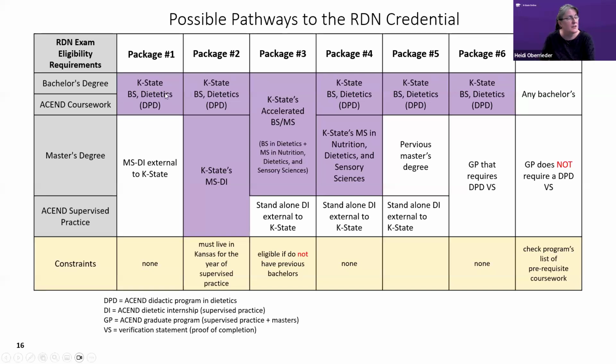So package 1, and you'll notice the things in purple are things you do here at K-State. So here's our BS in dietetics. And for the student coming in who does not have a bachelor's degree, this is one of the ways it can work. So you get your BS in dietetics and you'll see it has your bachelor's degree criteria and your coursework criteria. And then you go on to what's called an MSDI, and that stands for a master's plus a dietetic internship together. That's that supervised practice. So really you have 2 steps. You come to K-State for your bachelor's degree, you go to a program external from K-State called an MSDI that gives you your master's degree and then gives you your ACEND accredited supervised practice. And there's no constraints. So that's one way to package those requirements together, and that student is now eligible to take the exam. Now let's look at package 2.